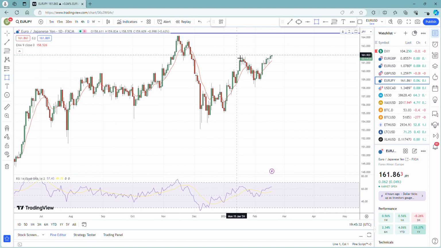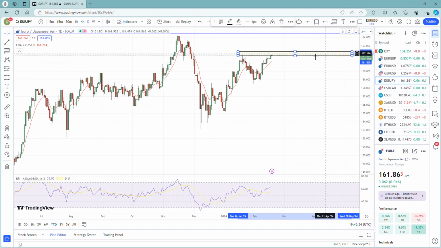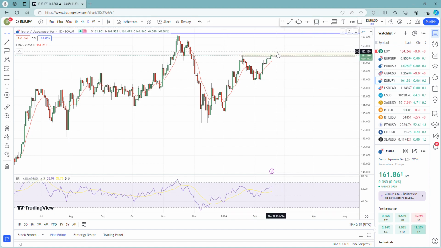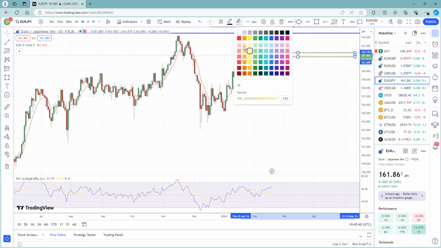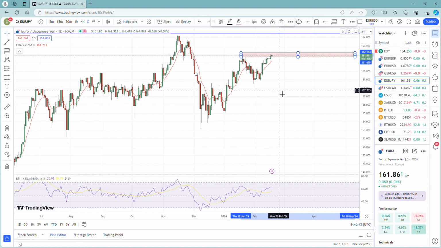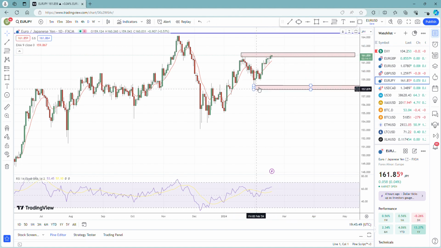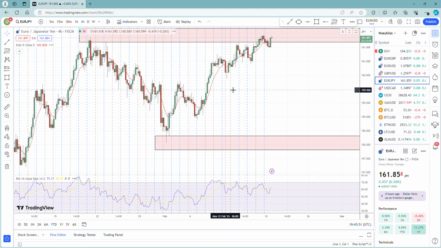High high. Remember, I like my daily levels in red. Then you've got the high low here. That traps the price between two levels. Move into the H4.